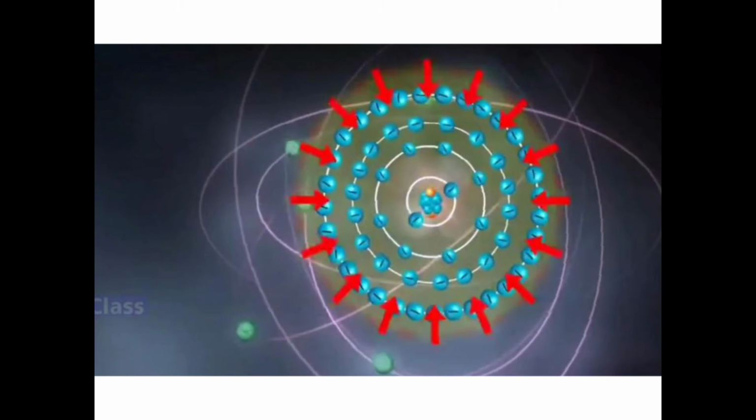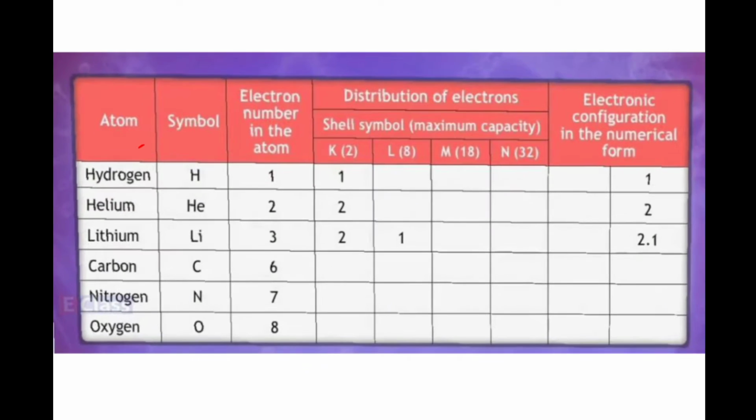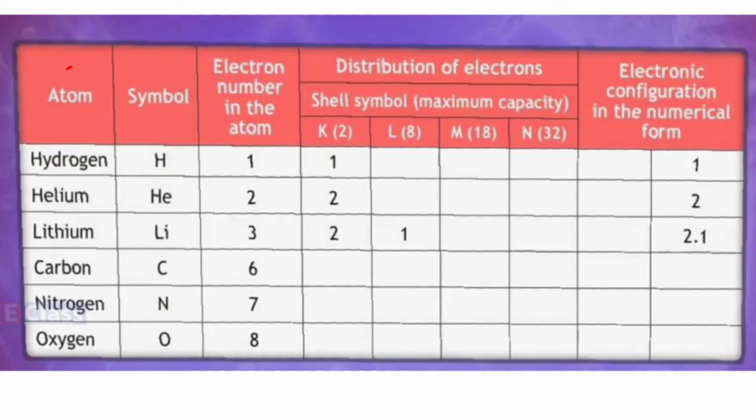So what is happening? From all directions these electrons are getting attracted toward the nucleus. There is a pull towards the nucleus according to the energy level. So we cannot accommodate more electrons than the maximum capacity. So let us go ahead and solve the blanks which are given in the table.